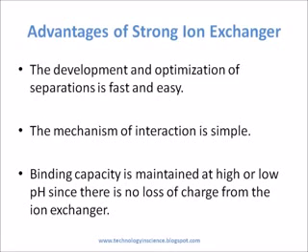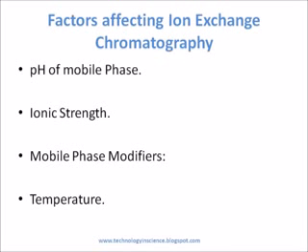Most proteins can be separated on either strong or weak ion exchangers. If strong ion exchangers do not give the required results, try a weak exchanger. These offer a different selectivity to strong exchangers, but their exchange capacity changes with pH. Factors affecting ion exchange chromatography. The following factors have effect on the separation efficiency and resolution: pH of the mobile phase, ionic strength, mobile phase modifiers, temperature.